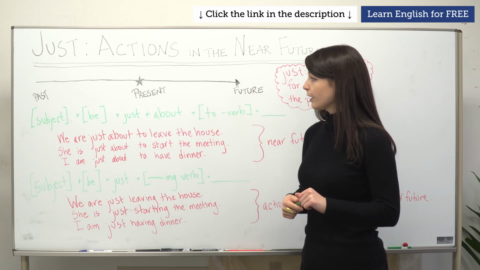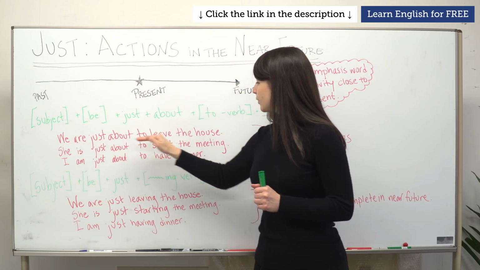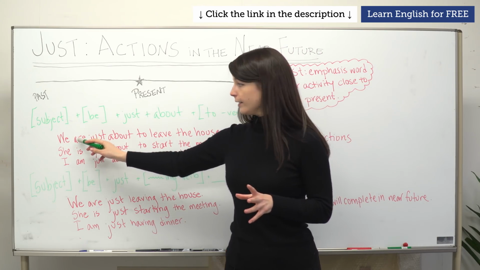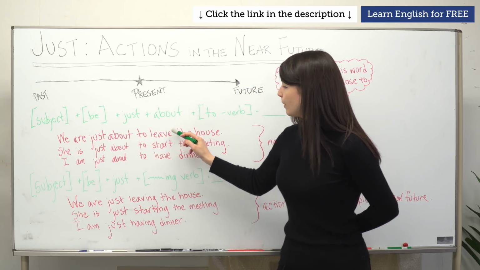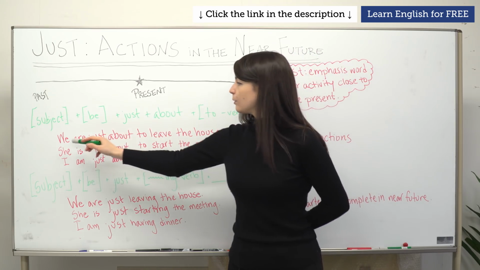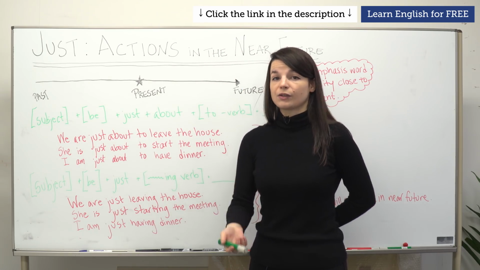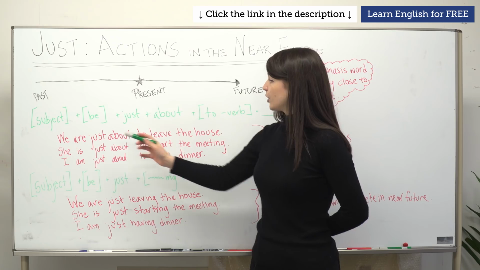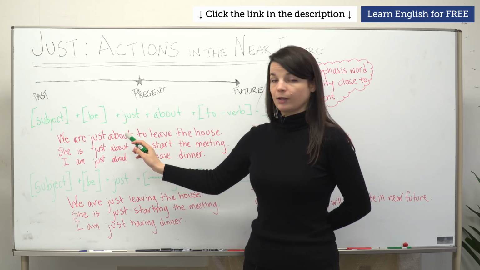So let's look at a couple of examples of this pattern. The first one. We are just about to leave the house. Here my subject is we. My be verb is are in this case to match the subject. Here the same pattern, just about to. And then my verb here is leave, just about to leave the house. So in this situation, we, the people in the subject of the sentence, are very, very soon going to leave the house. This is an action that's going to happen soon. We are just about to leave the house. So here we pair just with about before the verb.